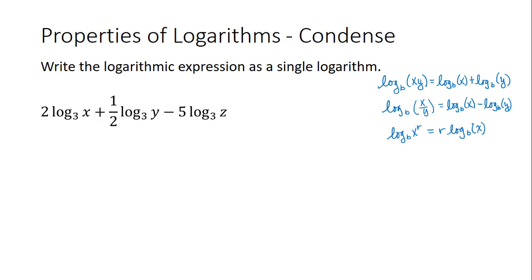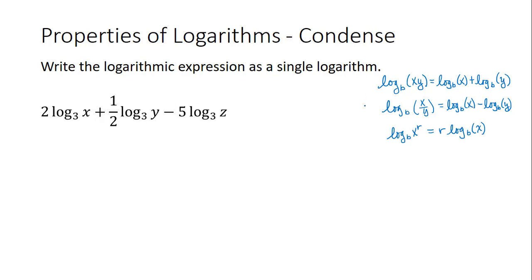We're given this expression: 2 times log to the base 3 of x plus 1/2 times log to the base 3 of y minus 5 times log to the base 3 of z. And we want to combine this into a single log. The very first thing that you want to do is to get a coefficient of 1 on the logarithmic expressions.